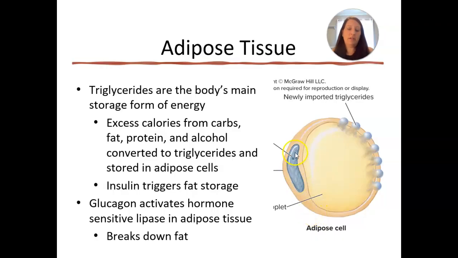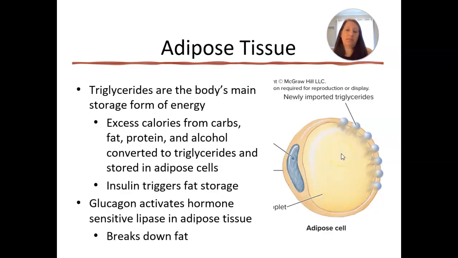If you look at an adipose cell under a microscope, they're really neat looking. What happens is their nucleus, which is shown here in blue, gets pushed to the outer edge of the cell, and the whole internal cytoplasm is just chock full of lipids. This is a big lipid droplet. These are newly imported triglycerides making their way into these adipose cells. After we eat, these structures called chylomicrons, which we're going to talk about in a little bit, are going to leave the small intestine, which is where fat is absorbed.